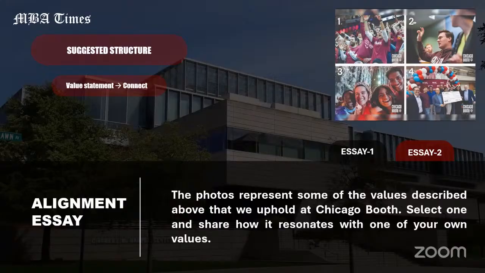So if you play your cards right, it can connect really well. But it's your value statement. I do not wish to interfere in your thought process. You choose which picture you want to. There are four pictures for a reason. Then you give a backstory.